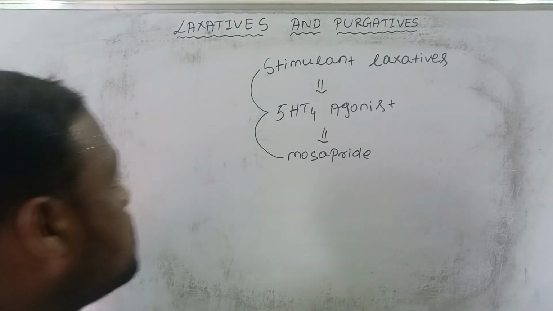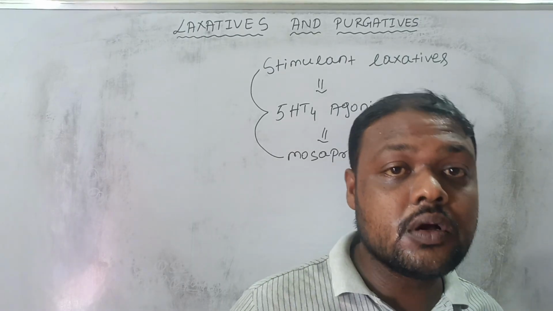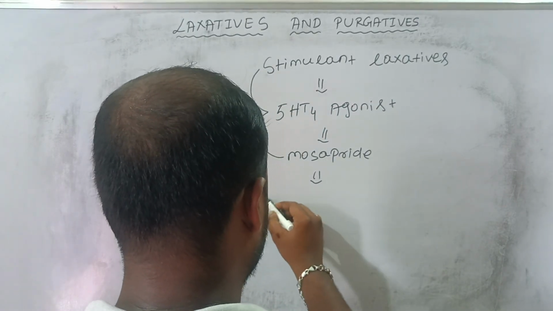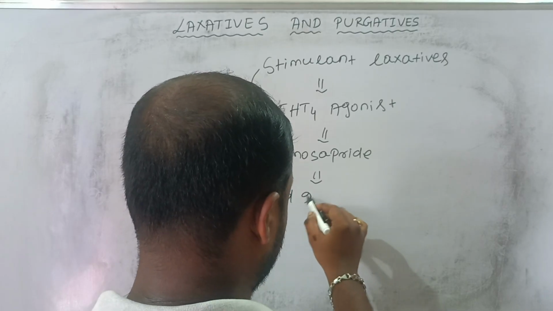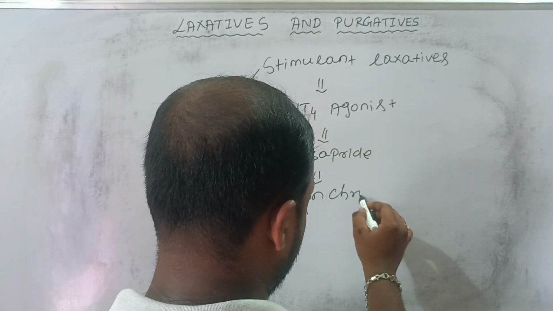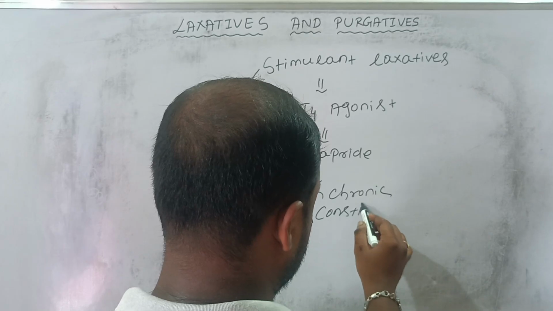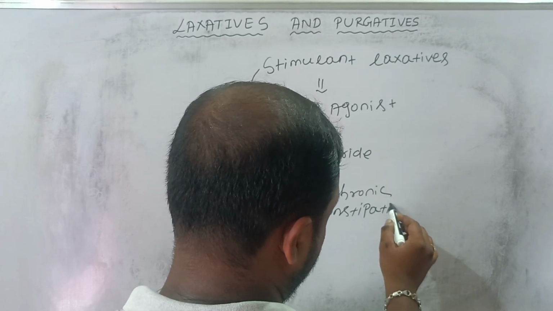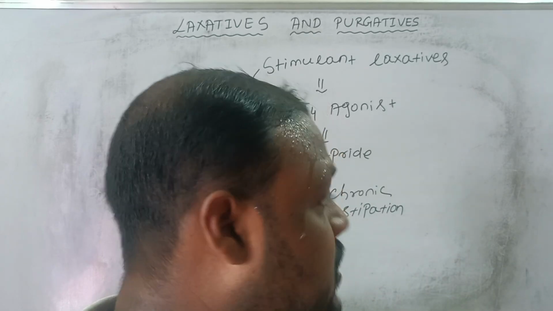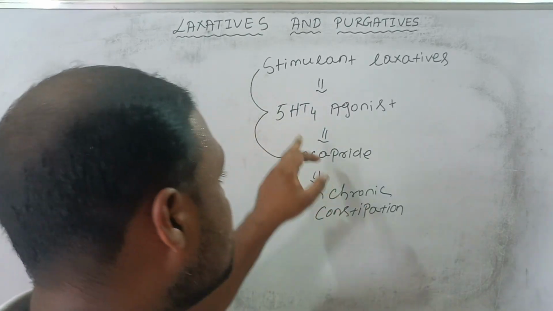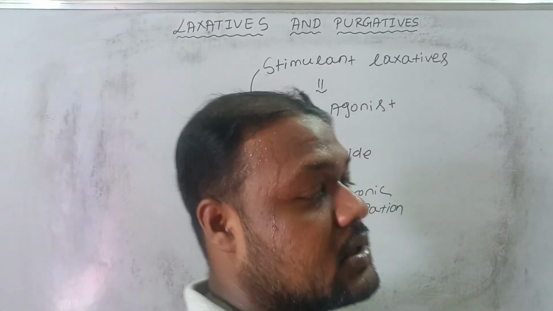Mosapride is used in chronic constipation. In chronic constipation, you use mosapride, the 5-HT4 agonist.